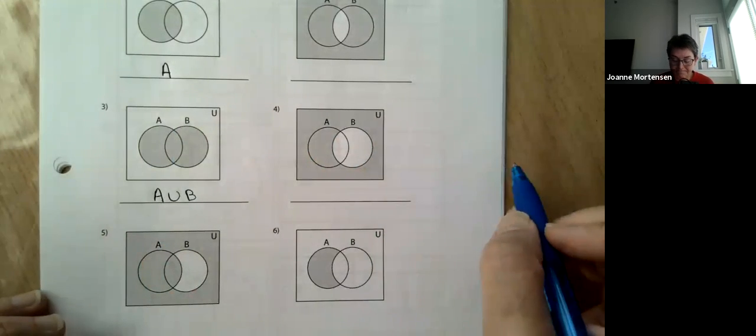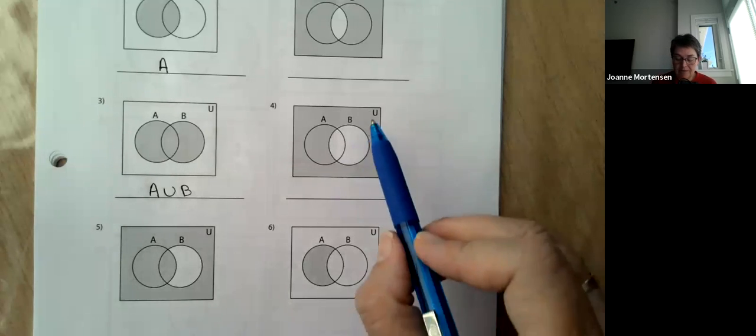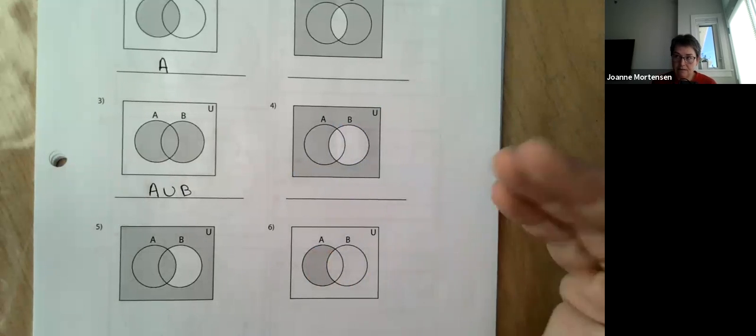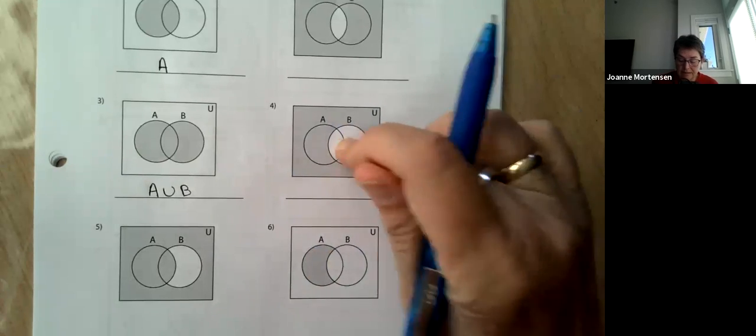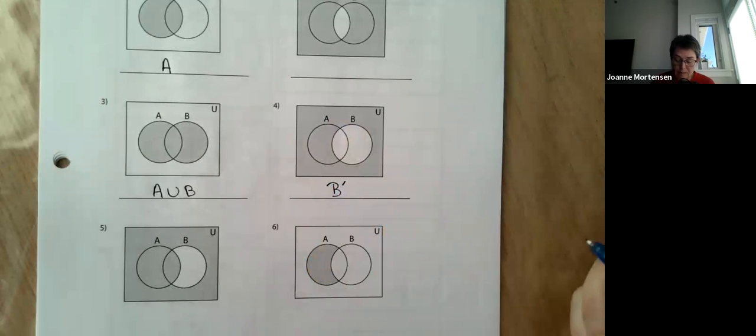This one, well, usually what I find is if a lot of the picture is colored, kind of over half, often I should be thinking about a prime. So what isn't colored here is B. So that's B prime.